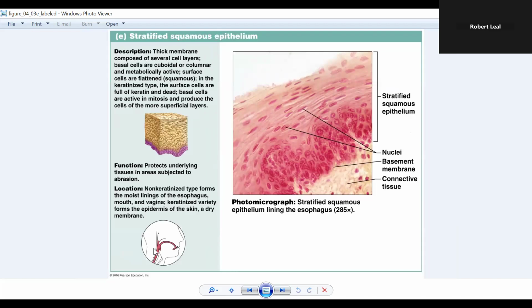And let's see the picture down here. You can see in the oral cavity, you need protection anywhere where friction occurs. So the lining of like your oral cavity, top layer of your skin, you'd find this type of tissue, stratified squamous epithelial tissue.